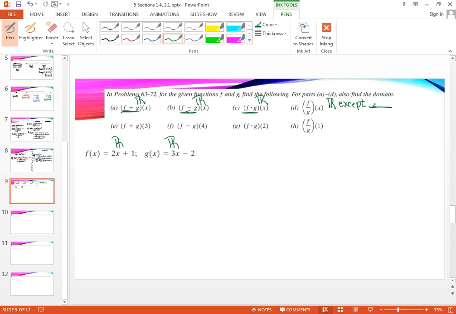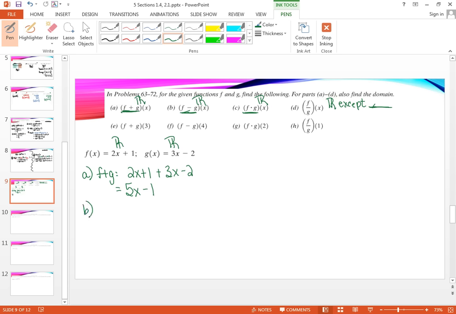All right. So I want to do f plus g. So that's 2x plus 1 plus 3x minus 2. And then I make it look pretty. 2x and 3x is 5x. Plus 1 minus 2 is minus 1. That's f plus g.